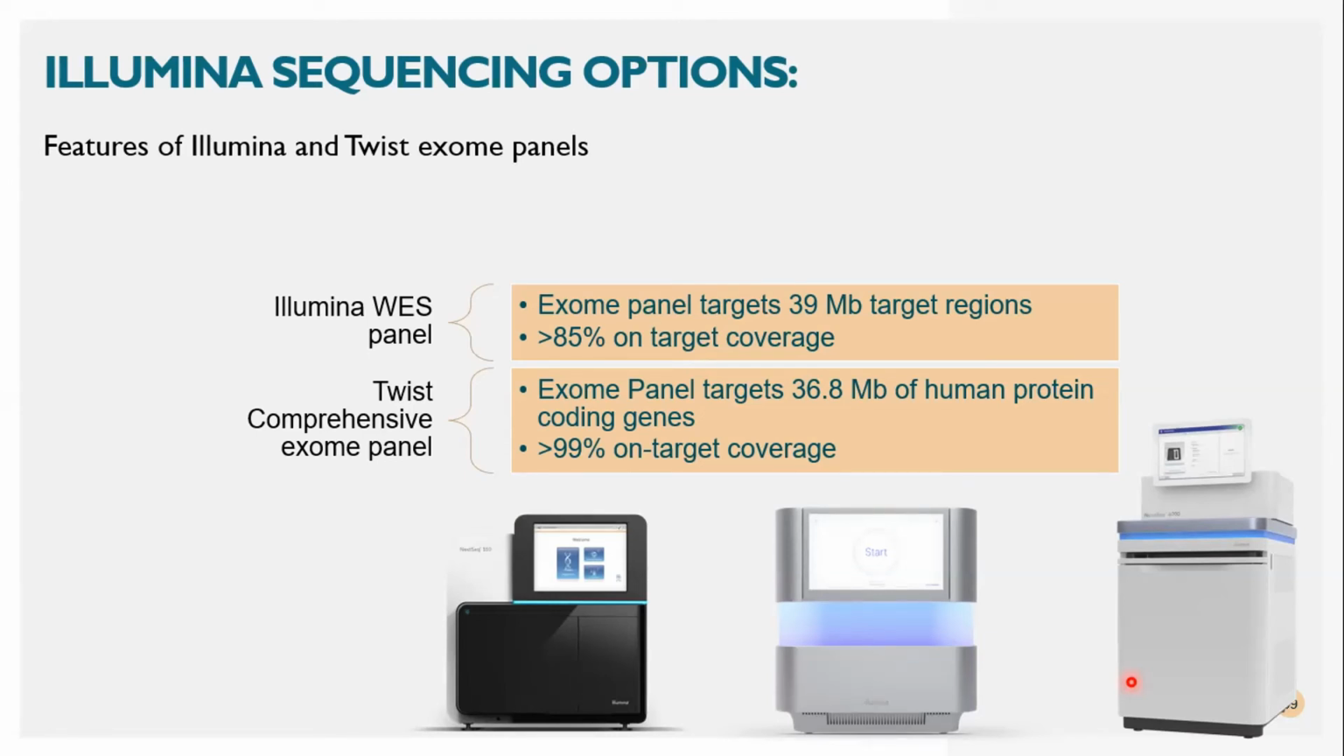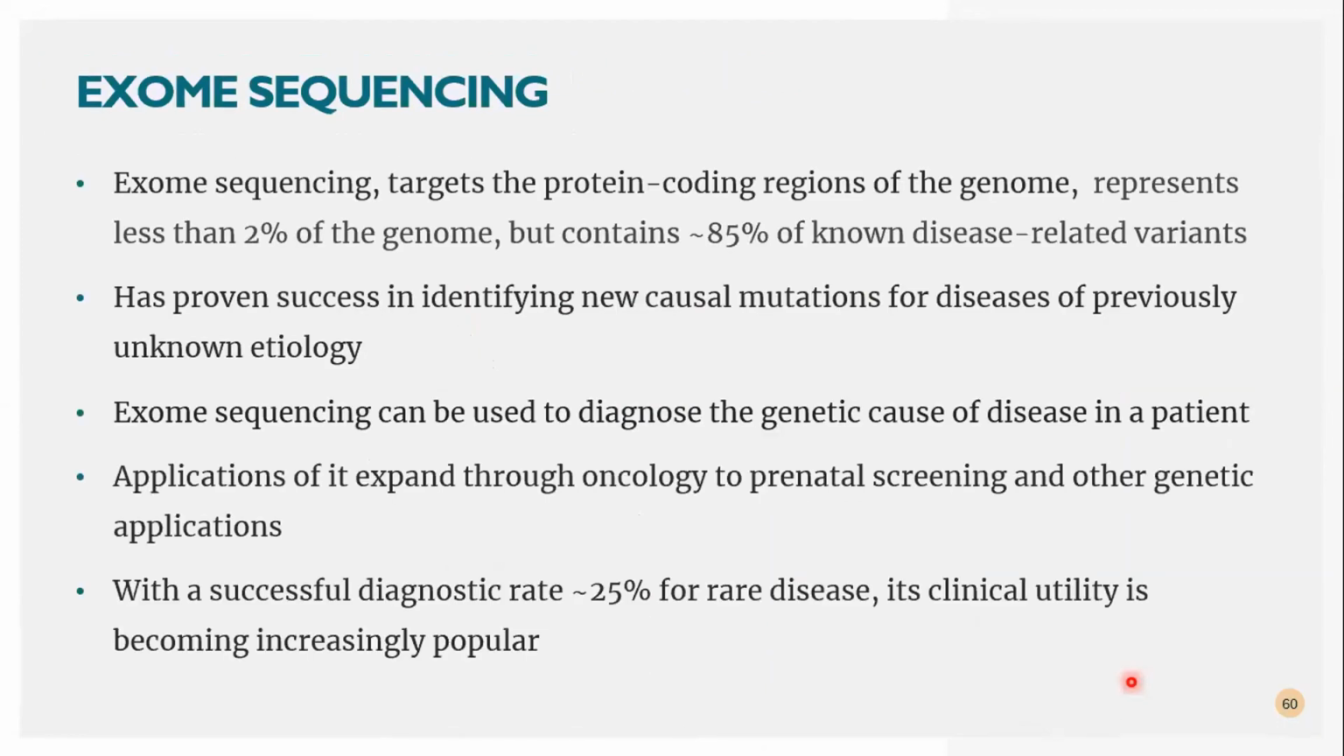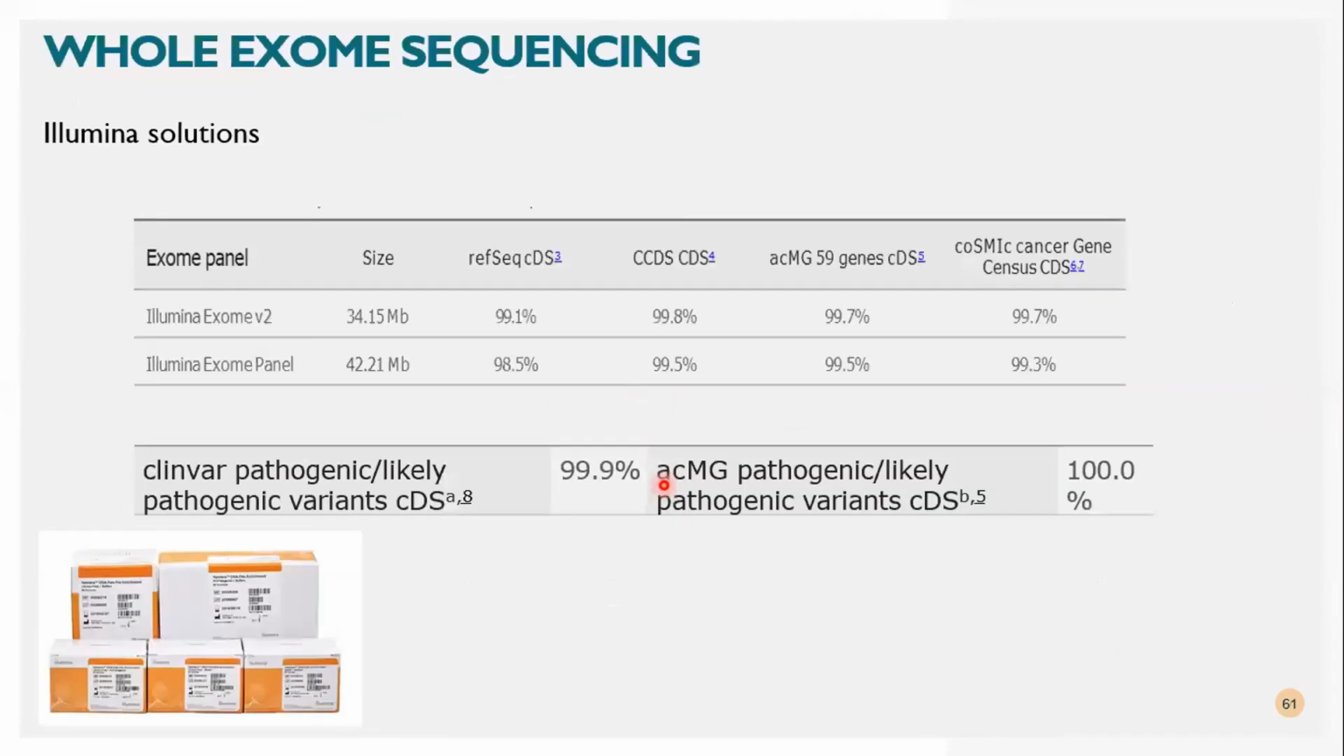It can be done through Illumina's WEX sequencing panel, or Twist Biosciences' comprehensive exome panel. As I mentioned earlier, the exome is 2% of the genome but contains 85% of known disease-related variations. It has proven success in identifying new causal mutations for diseases of previously unknown etiology, and also has a successful diagnostic rate of 25% for rare disorders and other clinical utilities, becoming increasingly popular.